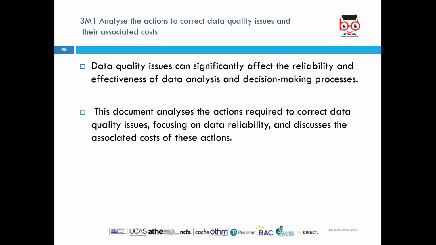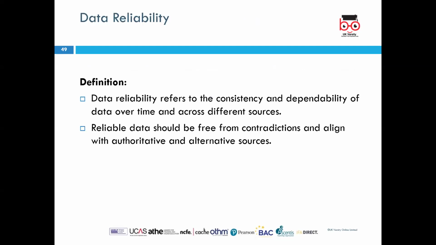We're now looking into our merit activity, where we look into analyzing the action to correct data quality issues and also the associated costs. So as you can see from this document, it is going to analyze the action required to correct data quality issues. We're now also going to be focusing on data reliability and discuss the associated cost of these actions.